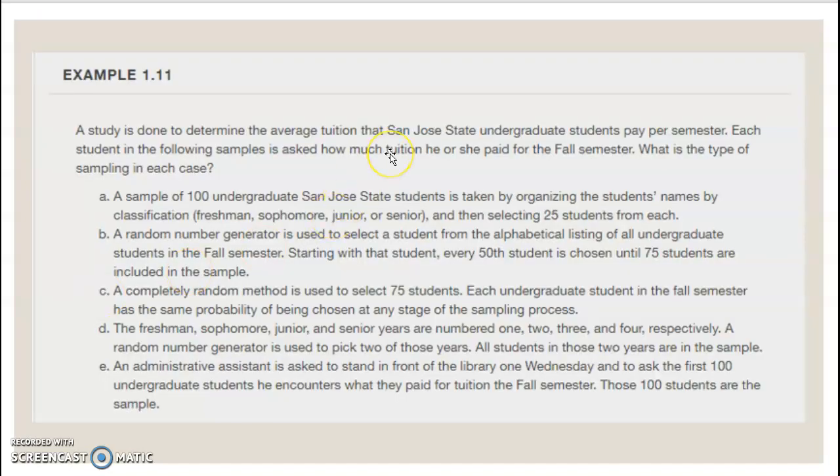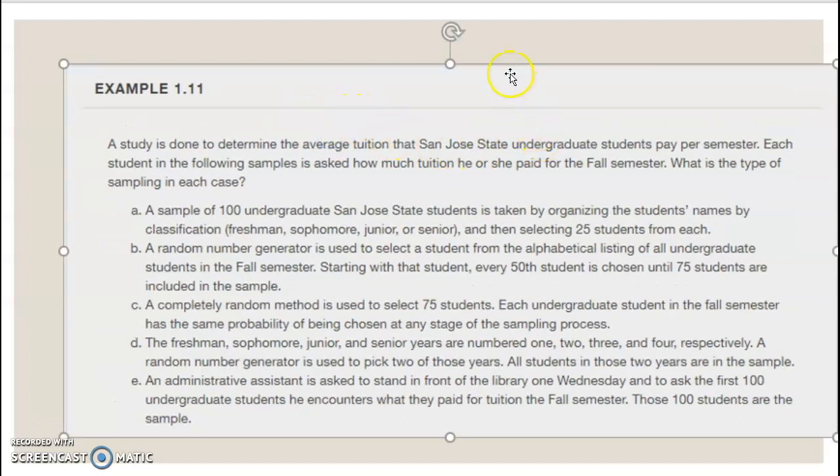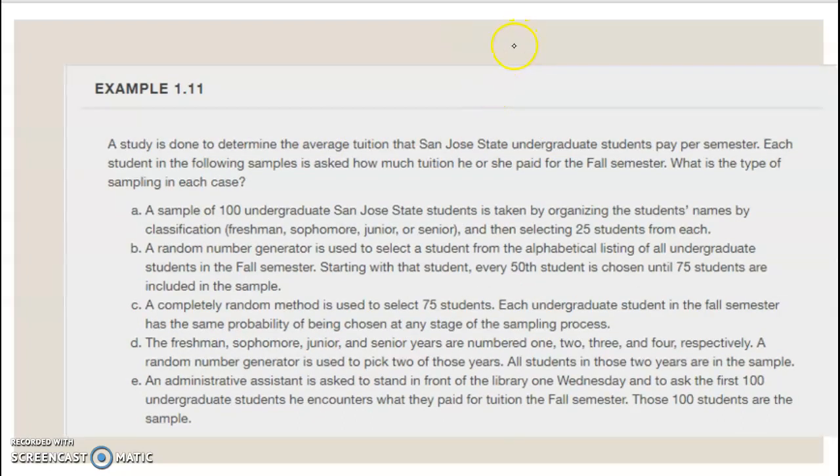And slide 21. Here we've got several different ones. A study's done to determine the average tuition that San Jose State undergraduate students pay per semester. Each student in the following samples is asked how much tuition he or she paid for the fall semester. What is the type of sampling in each case? A sample of 100 undergraduate San Jose State students is taken by organizing the students' names by classification, freshman, sophomore, junior, or senior, and then selecting 25 students from each. That would be back to stratified.